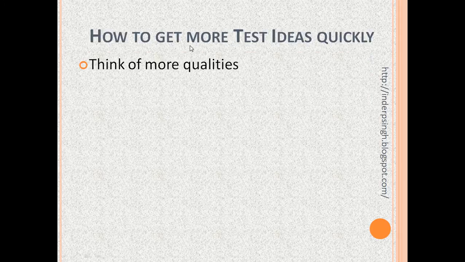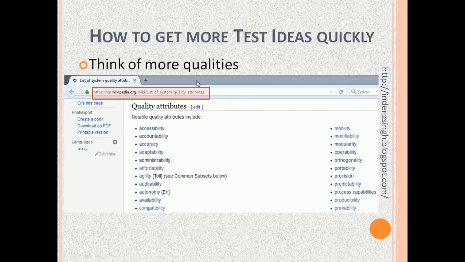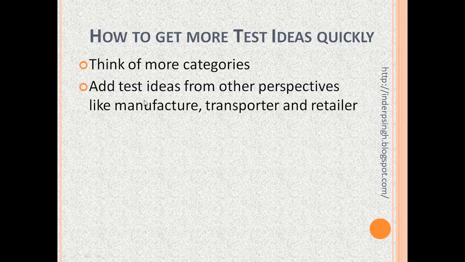Now, in summary, if you need to design many new test ideas quickly, you may want to think of more qualities of the product or service. There is a long list of system quality attributes in Wikipedia at this link. You can also add test ideas from other perspectives, for example, the manufacturer or the transporter or the retailer of the object.